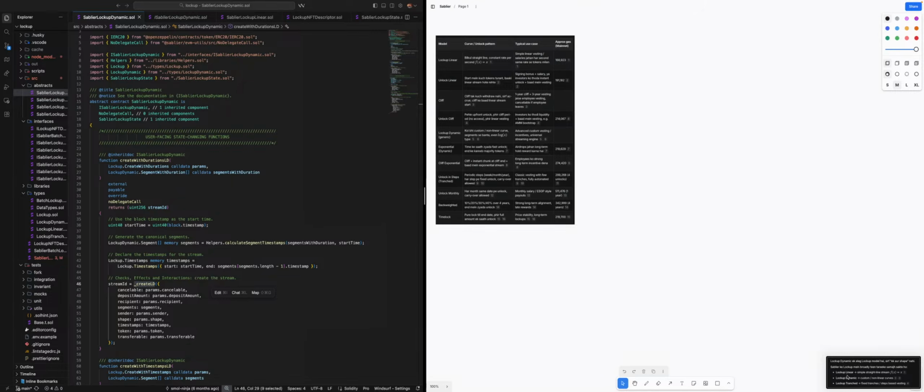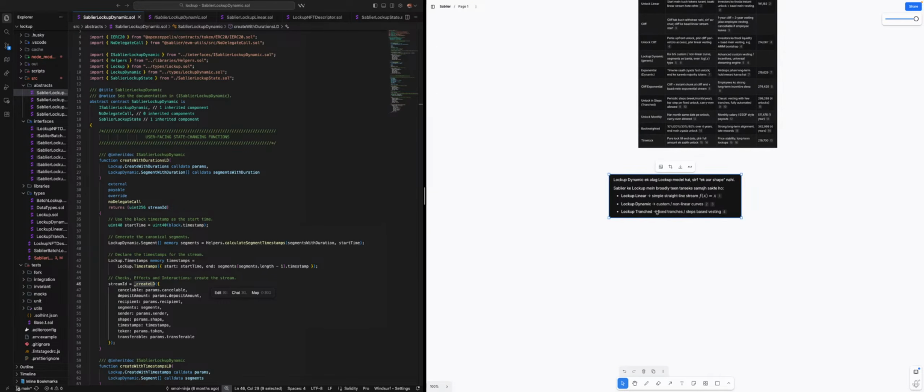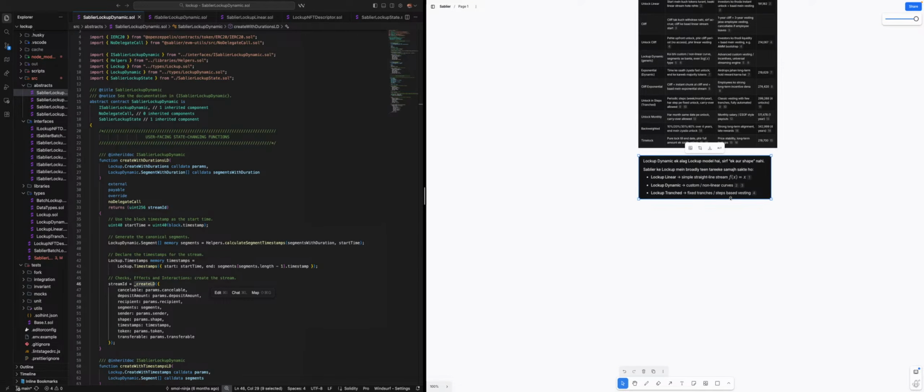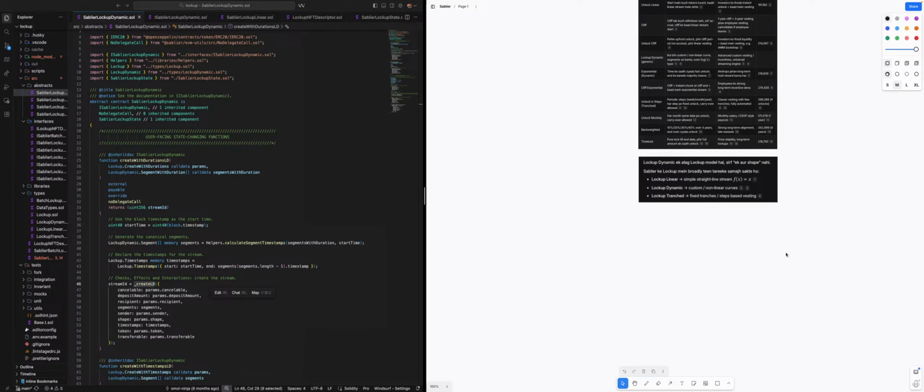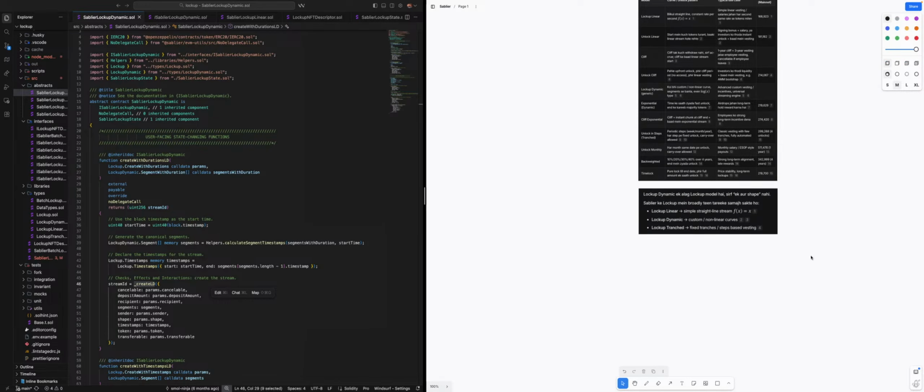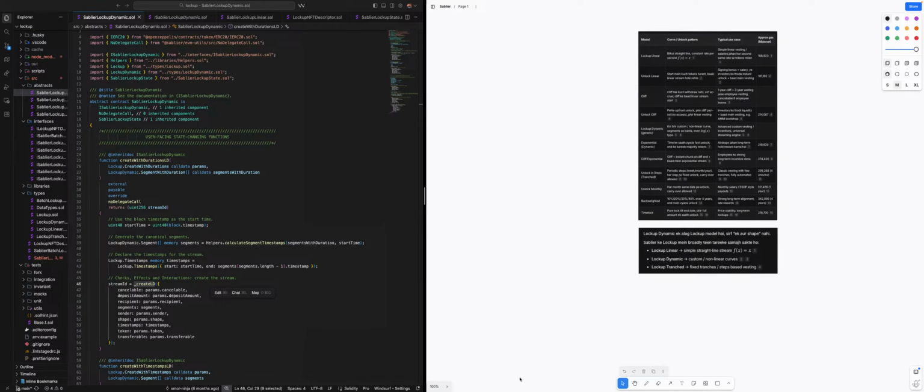I'll put it here as well. This is very important for us to understand. Oh, this sucks. Okay, number one page.